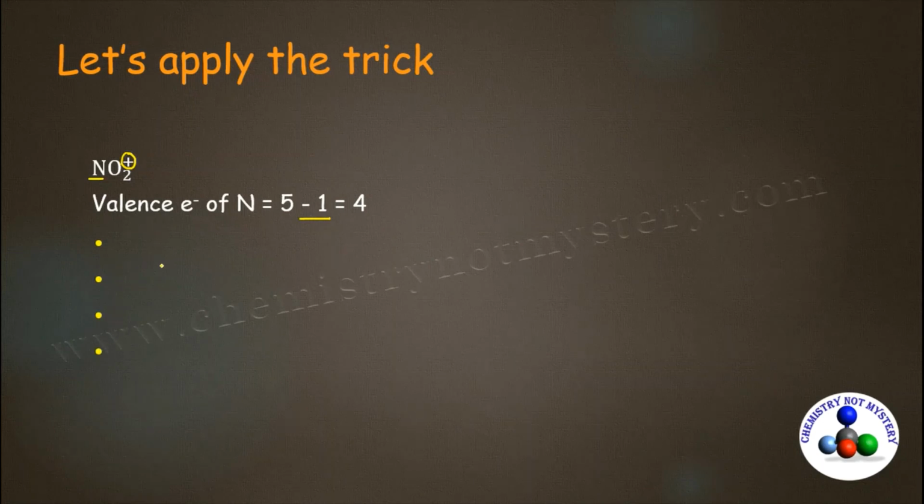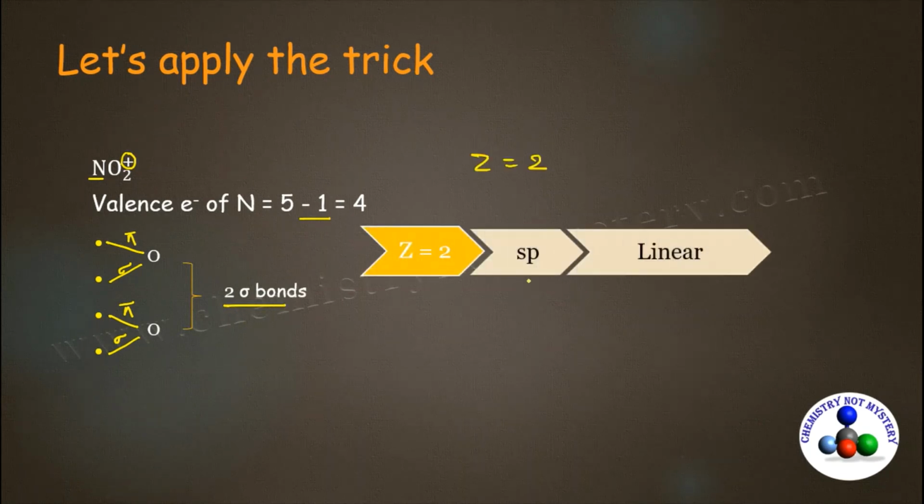Oxygen is a divalent atom. So it will utilize 2 electrons of nitrogen to form one pi and one sigma bond. Similarly, the other oxygen also utilizes 2 electrons for the formation of one sigma and one pi bond. So it will form 2 sigma bonds and there is no lone pair of electrons. For Z is equal to 2, hybridization will be sp and geometry will be linear.